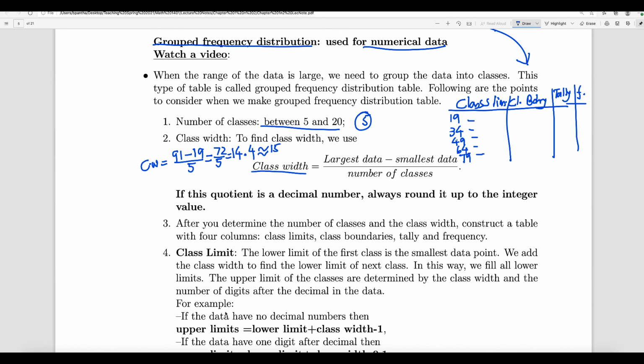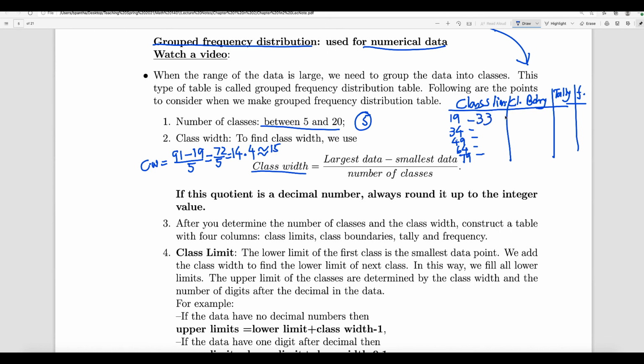Look at the formula here. If the data have no decimal numbers, then upper limit equals lower limit plus class width minus 1. So what is the lower limit plus class width? 19 plus 15 is 34, minus 1 will be 33.